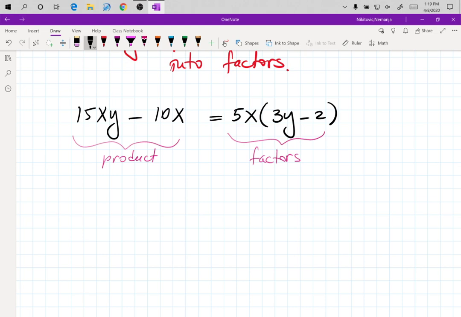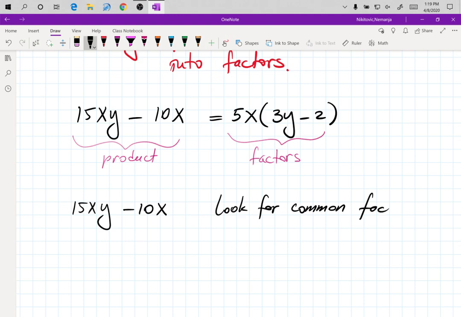All right, so let's learn how to factor. If I have 15xy minus 10x, I have to look for common factors. Look for common factors. And then you pull those out in front of the parentheses.